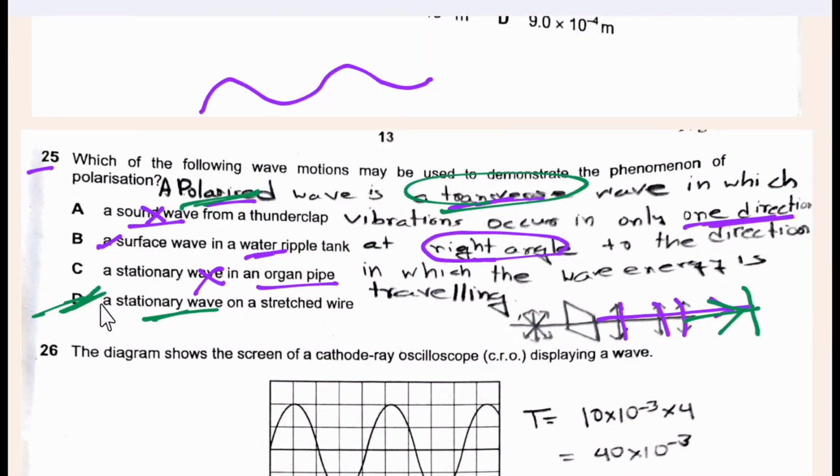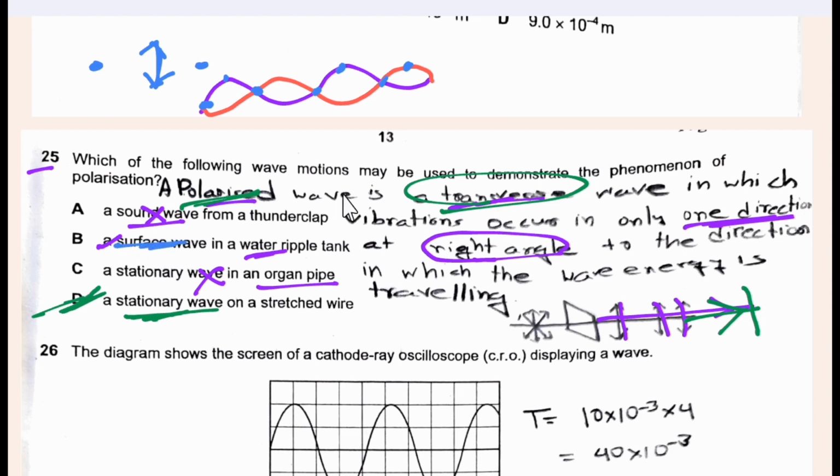And why do I choose option D? Because a stationary wave is formed. Suppose this is a straight string and a stationary wave is formed. In a stationary wave, the vibration occurs perpendicular to the direction in which the wave energy is traveling. Suppose these are the nodes and these are the antinodes. The antinodes vibrate up and down from the mean position and the nodes remain still.